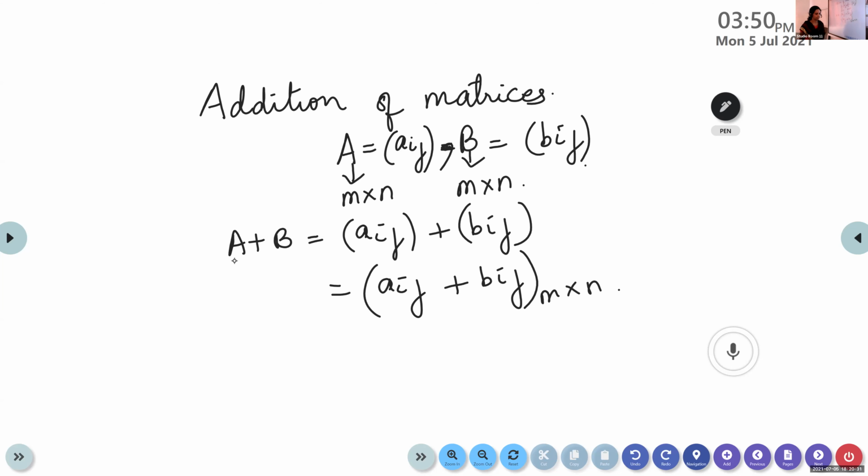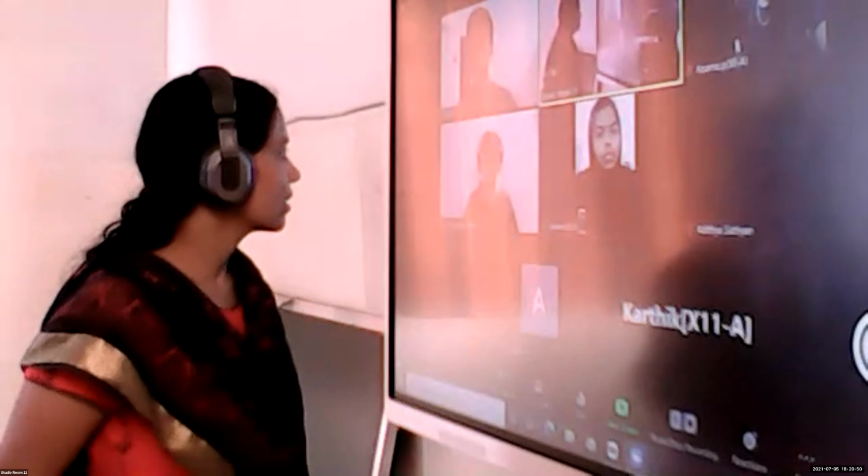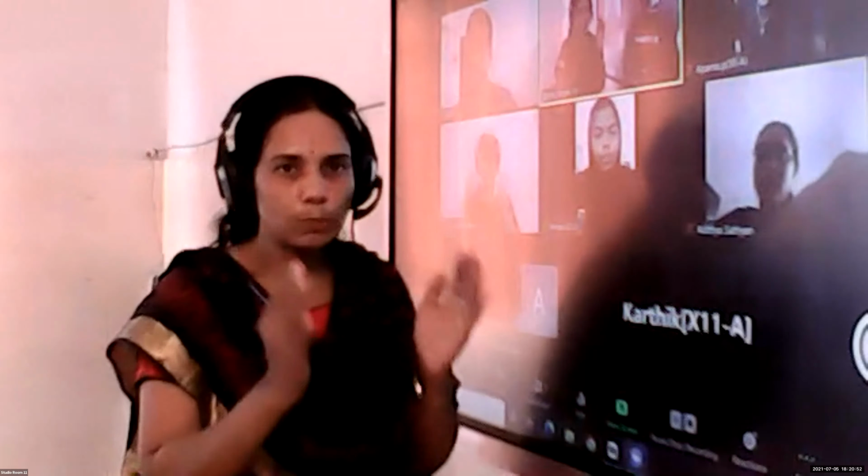Is it okay? If A and B are two matrices of the same order, then we can define addition. If the order is different, we can't add. Is it clear? Is it okay, children? Addition means the order must be the same. With a 2 by 2 matrix, we can add another 2 by 2 matrix. With a 2 by 2 matrix, we will not be able to add a 3 by 3 matrix because the order is different. If the order is the same, we can add the corresponding entries.